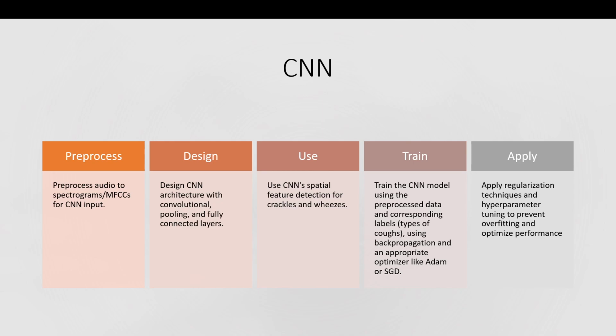For CNN, we first need to pre-process the data into spectrograms as an input. Following this, we can design the CNN architecture with convolutional, pooling and fully connected layers. After this, we can use the spatial feature detection of the CNN in order to detect the crackles and wheezes. Then we can train the CNN model using the pre-processed data and the corresponding labels through the use of backpropagation and an appropriate optimizer. Lastly, we can apply regularization techniques and hyperparameter tuning to prevent overfitting and optimize the performance of the model.